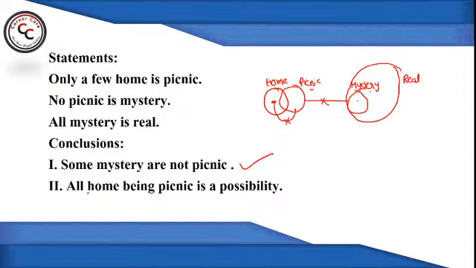Similarly, if I go for the second one, all home being picnic is a possibility. See, some home are picnic and some home are not picnic. How can I say all home are picnic is possible? No chance. So that's why our answer for this particular question is only one follows. As simple as that.